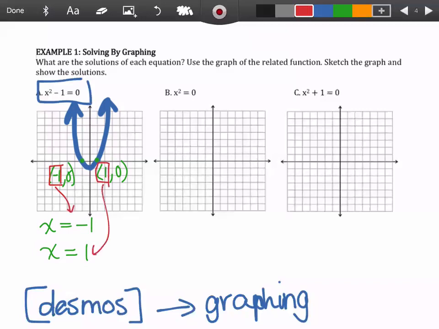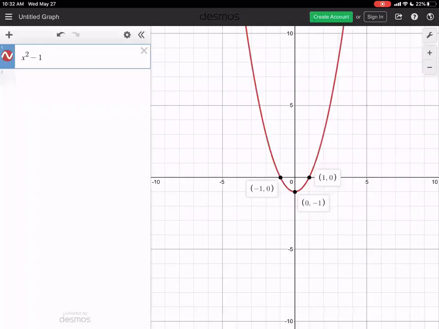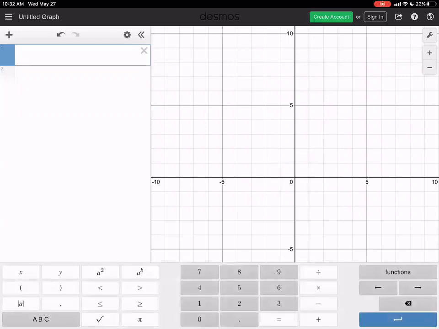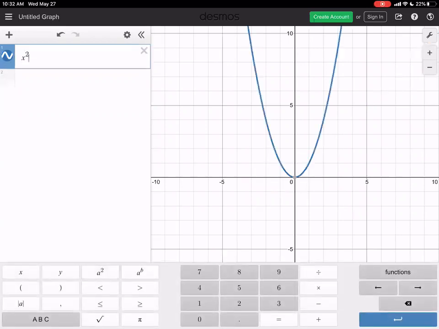Those are our solutions. So now let's do the next one. The next one is x squared equals 0. Again, we're going to graph that on Desmos. So to get rid of this graph, I'm just going to click the x to get rid of it. And then we have x, and we're going to raise it to the second power, x squared.